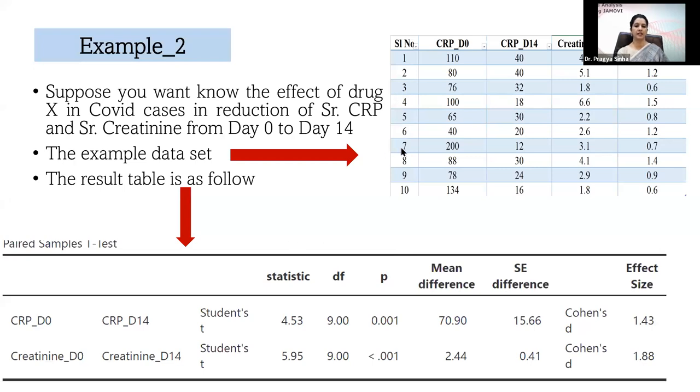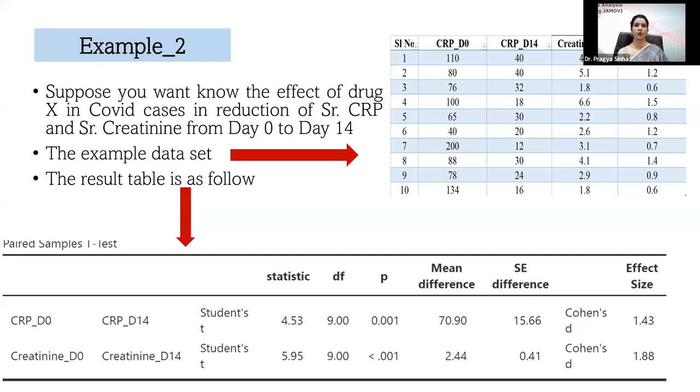Again, in this case, you can see this is paired data. These are the 10 individuals. Column 1 represents the measurement of CRP at day 0. The second column tells you the measurement of CRP at day 14. The third column tells you the measurement of creatinine at day 0.